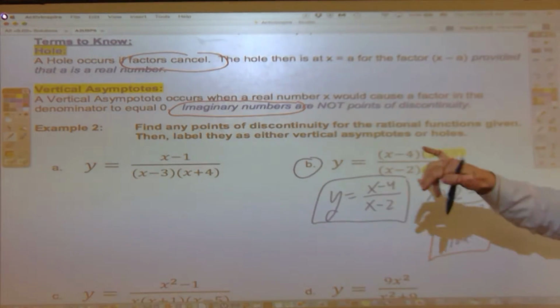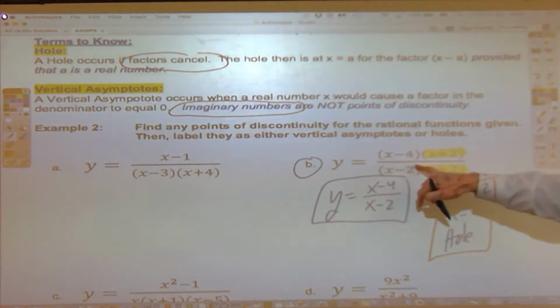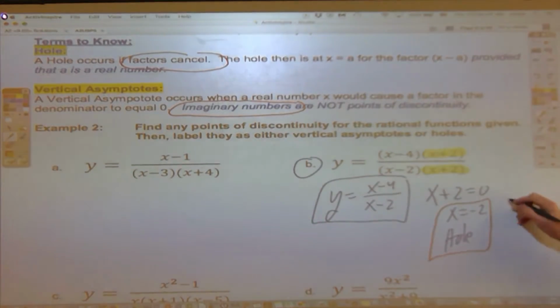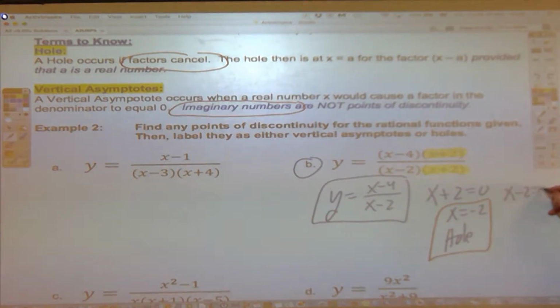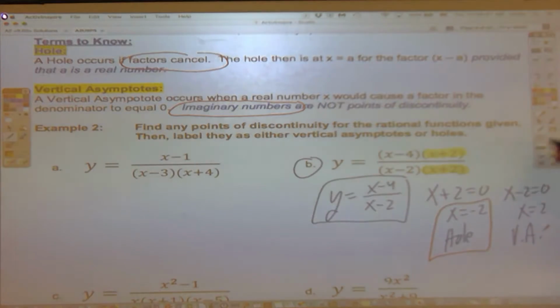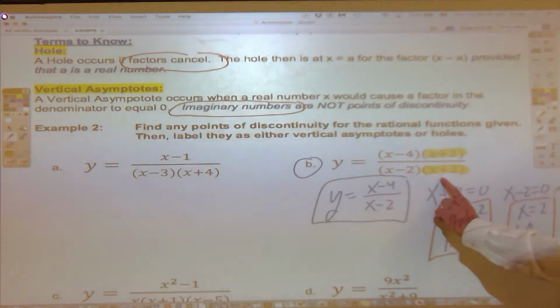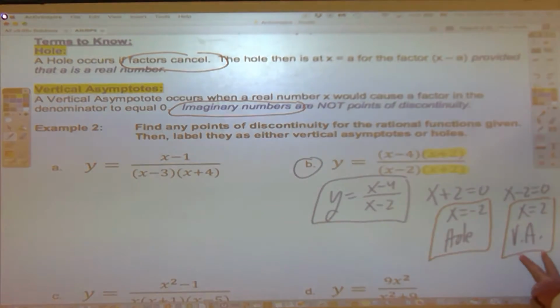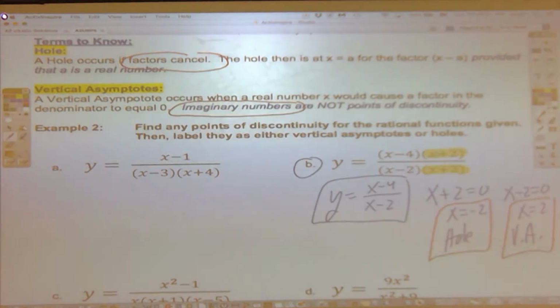Now, there's another expression in the denominator that could equal 0. That's x minus 2. That equals 0 when x equals 2. So if this were a homework problem, you would say at -2 we've got a hole, but when x equals +2, we have a vertical asymptote.